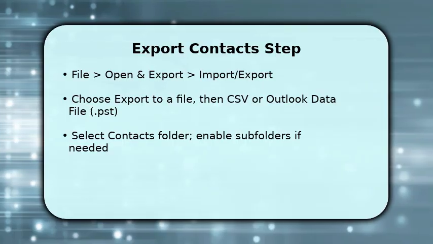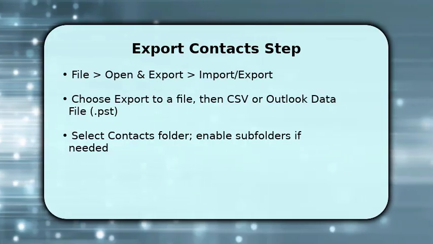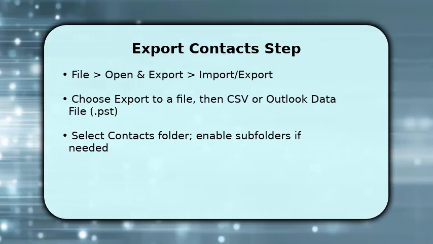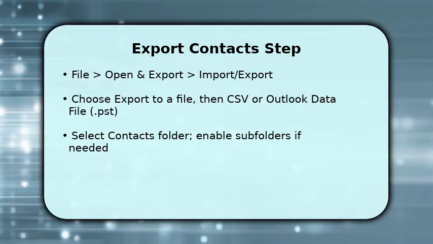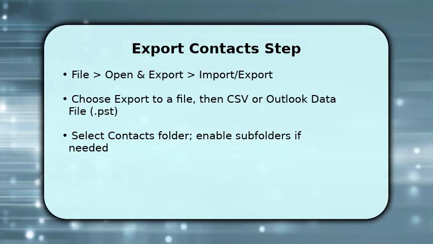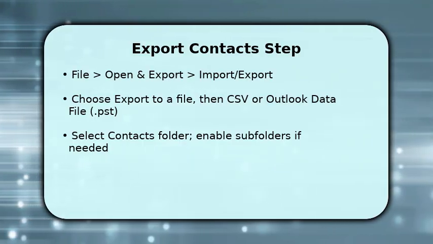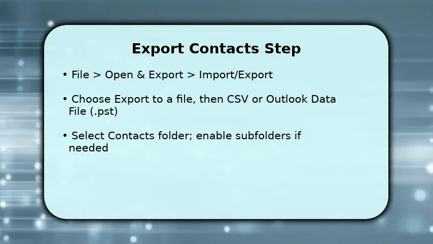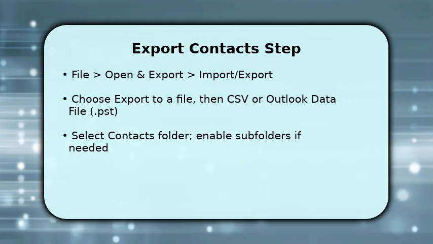First choose Export to a file, then pick CSV for contact-only lists or Outlook data file, PSD for a full backup. This affects field mapping and restoration. After selecting contacts, make sure you pick the correct folder and include subfolders if you store contacts in nested folders.